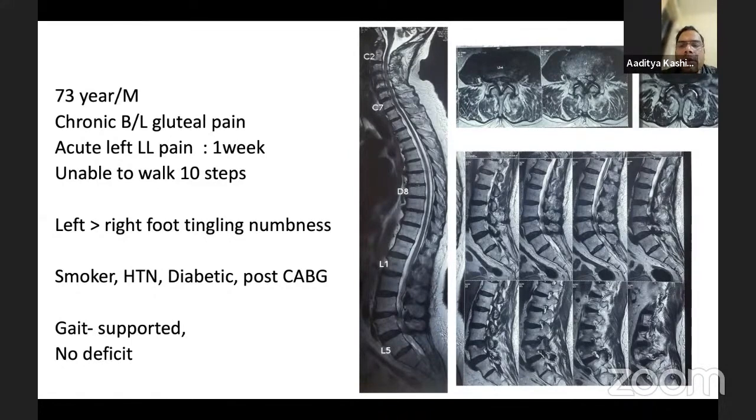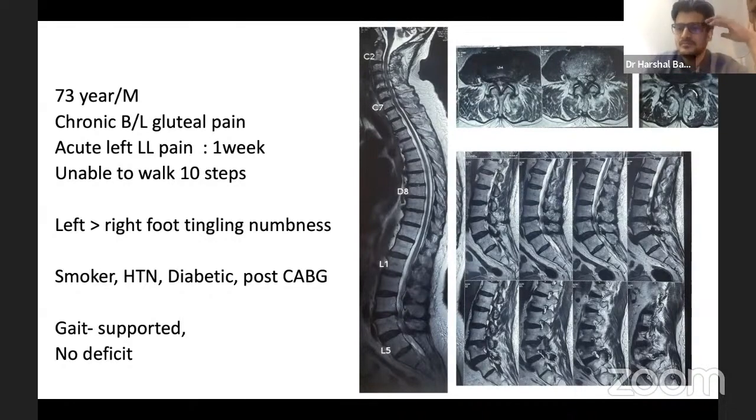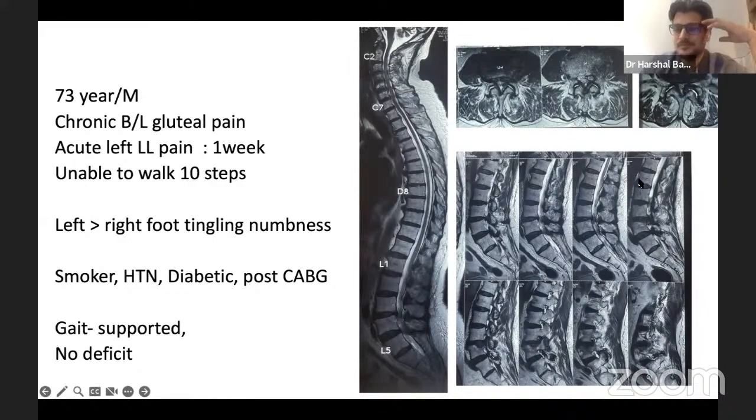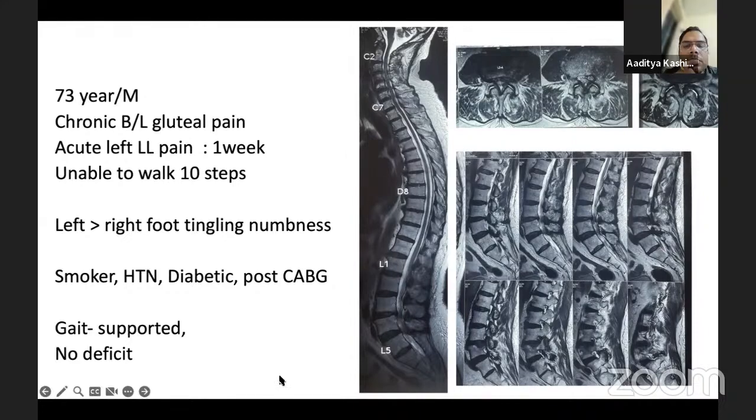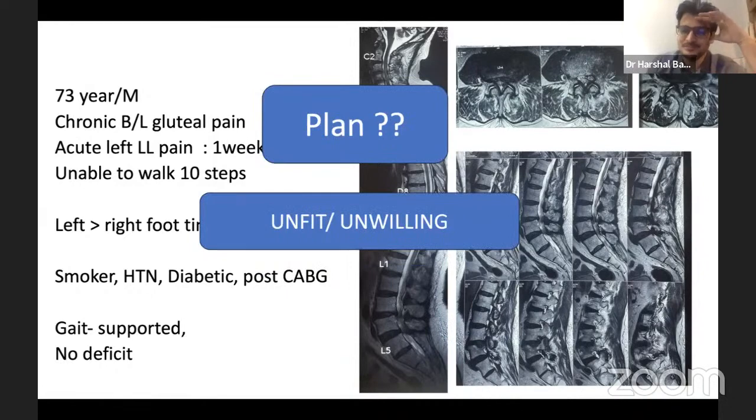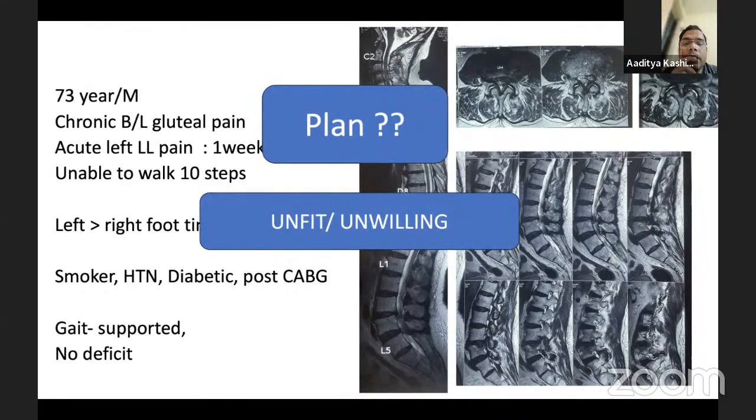So there is last 2 mobile segment LCS, with left more than right. So there is a query of a disc at left L3-4 level with inferior migration, or maybe a facet cyst at that level, which is the cause of left-sided pain more compared to right. And now the patient has all these comorbidities and is unfit or maybe unwilling for any intervention. Unwilling for intervention. Okay.